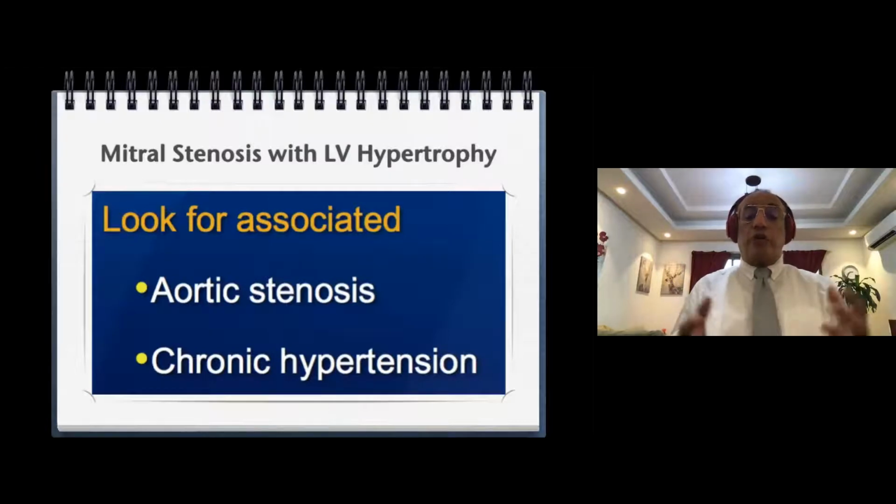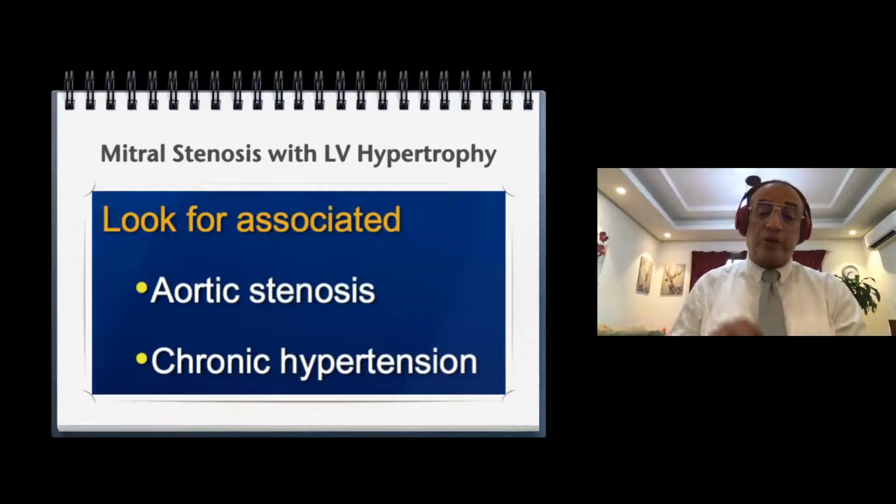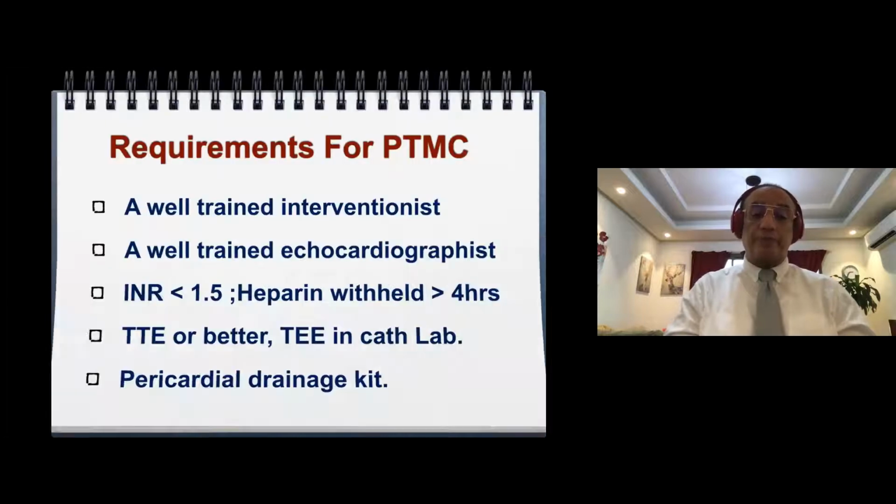What about if you do echocardiography and your assessment showed mitral stenosis and you found left ventricular hypertrophy, not dilatation, a very thick left ventricular wall? Here you have to look for three possibilities: aortic stenosis, chronic hypertension, or coarctation of the aorta. And this is very important, because normally there is no LVH in a patient with mitral stenosis. If there is LVH in a patient with mitral stenosis, rule out aortic stenosis and chronic hypertension, and look for associated coarctation or not.